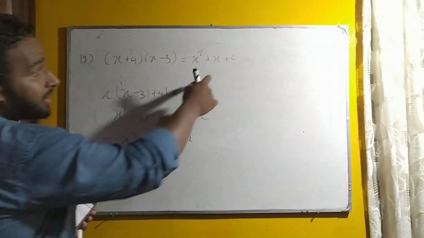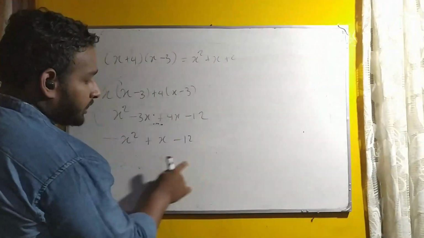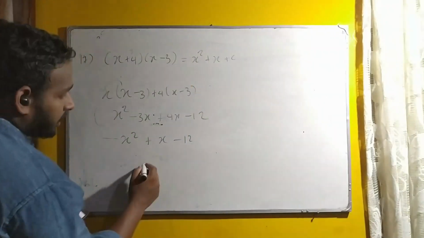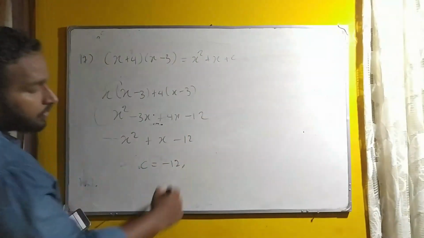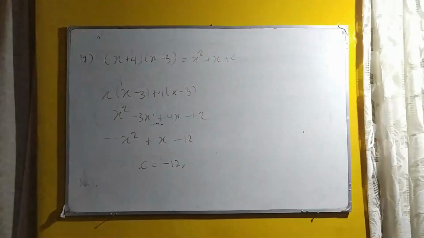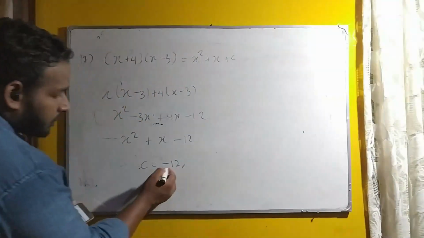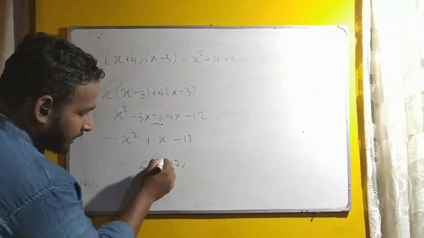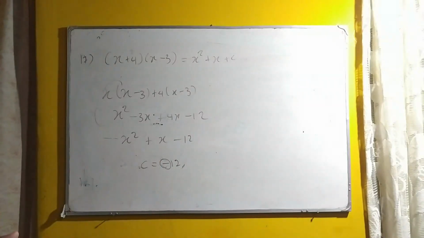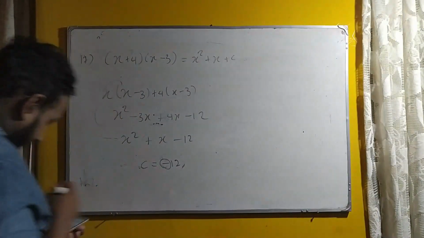So here you can see plus c is equal to what? Minus 12. They are asking c, then c is equal to minus 12. So the value of c is minus 12. You should give this with its symbol. Okay, so let's go to the 18th part.